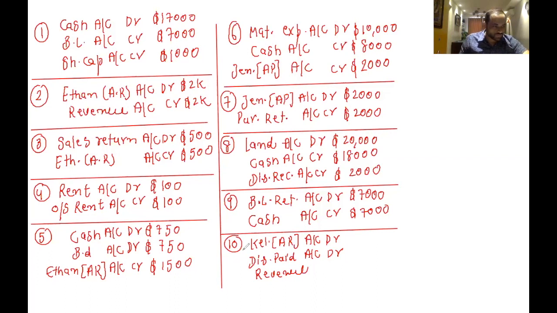So how much is 5%? So 5% is 100, right? So 1,900, so it's 2,000. Revenue account, credit. All right, so that's for number 10.